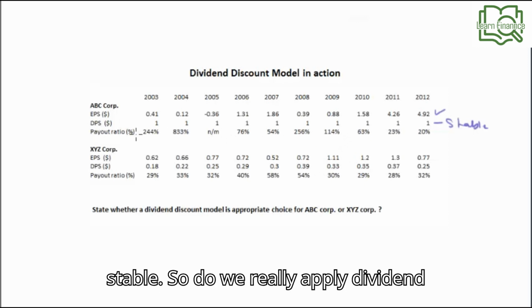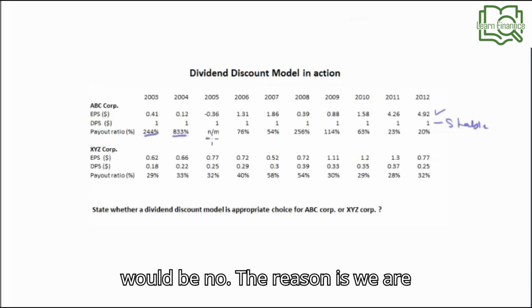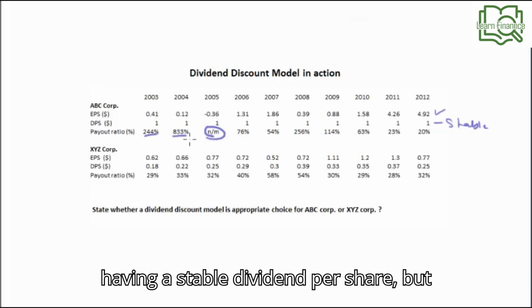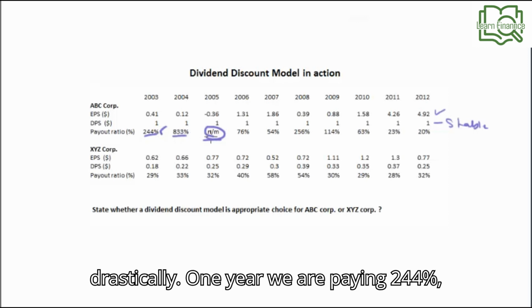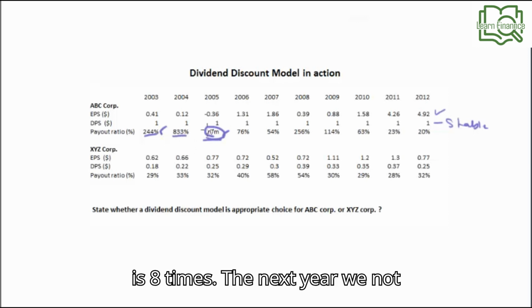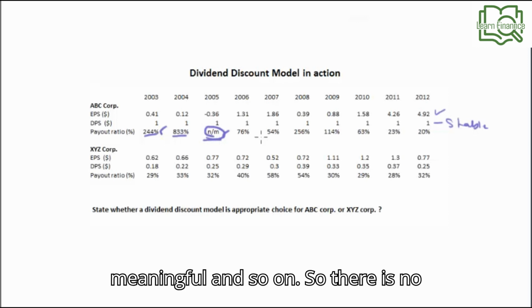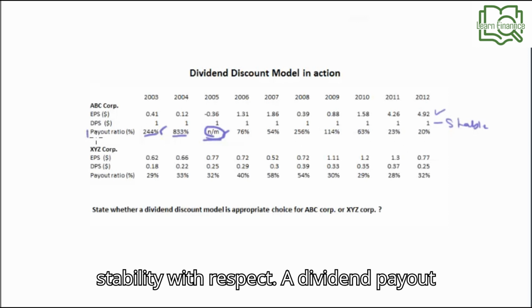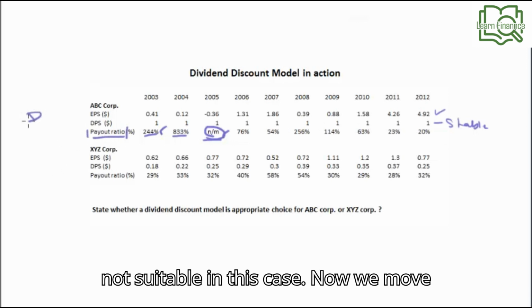So do we really apply the dividend discount model here? Well, the answer would be no. The reason is we are having a stable dividend per share, but our payout ratio each year is changing drastically. One year we are paying 244%. The other year, it's 833%. That is 8 times. The next year we are not even declaring any dividend, or it's not meaningful, and so on. So there is no stability with respect to the dividend payout ratio. So our dividend discount model is not suitable in this case.